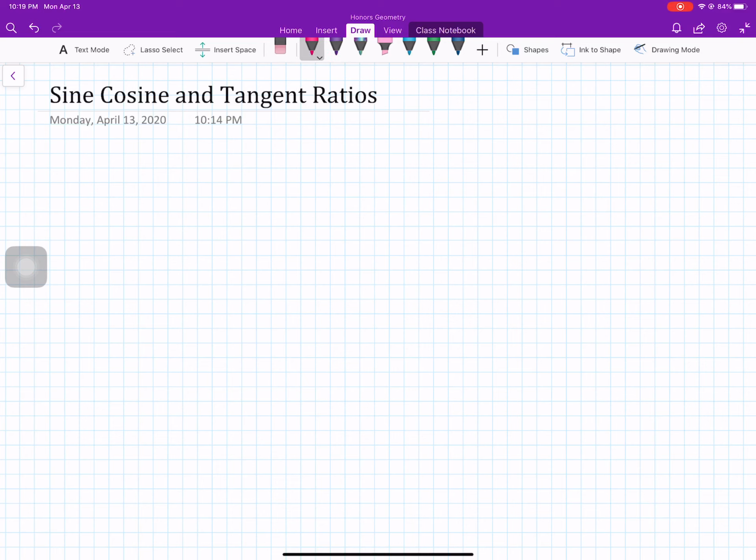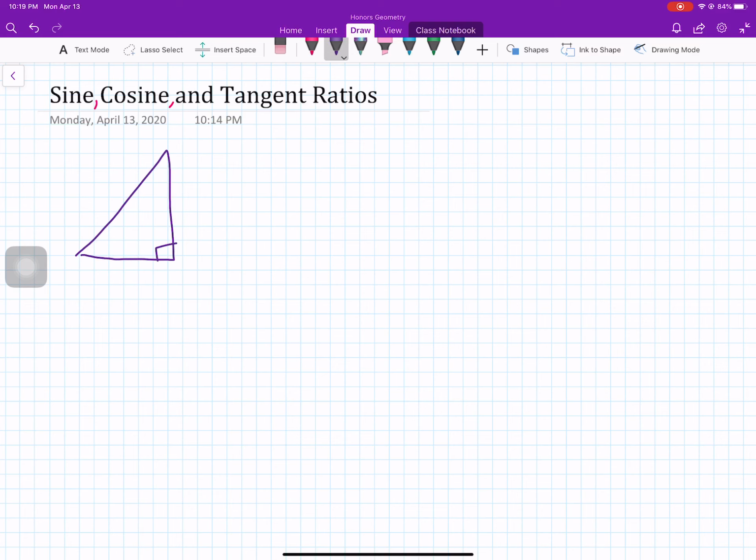This is some brand new information that we are going to be dealing with today. So the sine, cosine, and tangent ratios are names of ratios in triangles. They deal with the sides based on an angle measure. So let's get a picture, and if I were you, I would draw this picture in your notes.